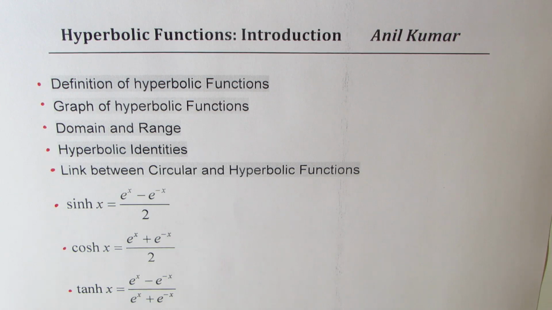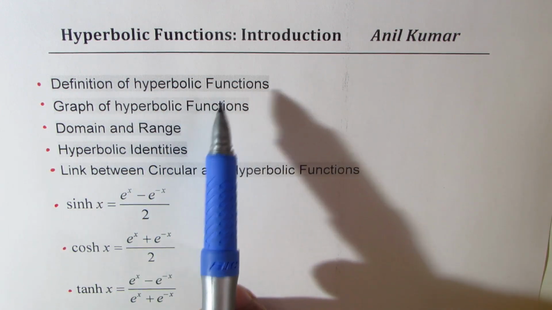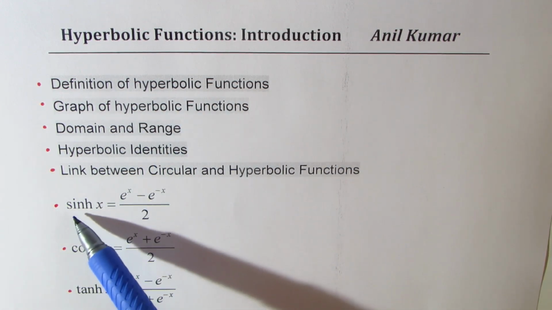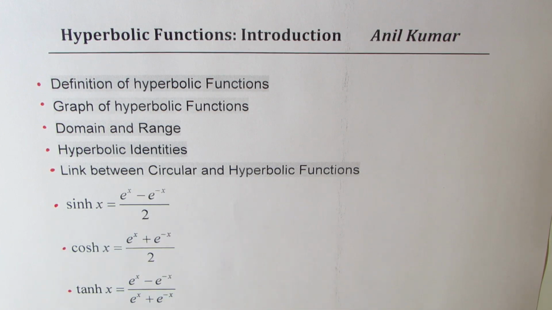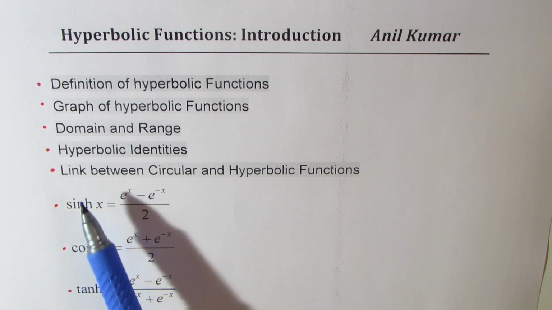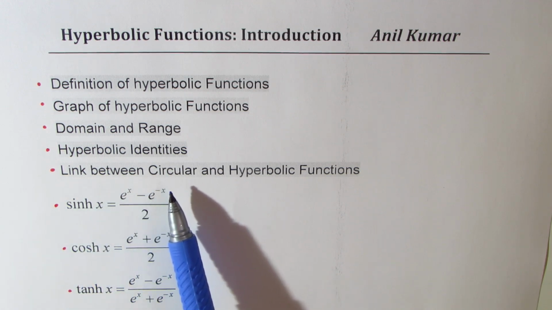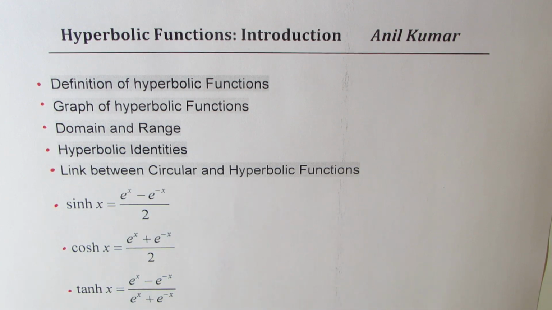We'll basically introduce you to hyperbolic functions. These are the three: sine hyperbolic x, cos hyperbolic x, and tan hyperbolic x. We'll sketch graphs of these functions, write their domain and range, and take up hyperbolic identities and also see what the link is between circular, meaning trigonometric, functions and the hyperbolic functions, correct?